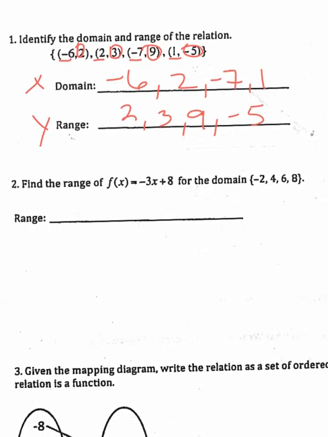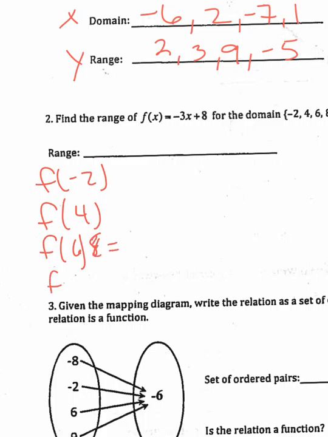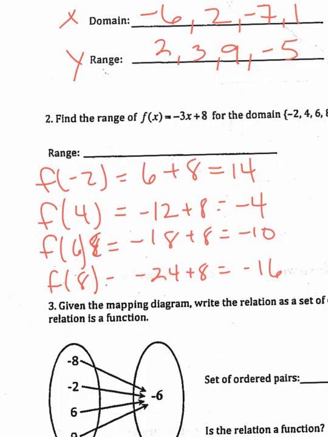Now we got to find the range of f of x if it's -3x plus 8 for the domain of -2, 4, 6, and 8. So I got to figure out what is the function when evaluated at all of those values. So I got f of 2, f of 4, f of 6, and f of 8. Wow, look at that. I got all the answers. So now I've got answers of 14, -4, -10, and -16. Those are all in the range.